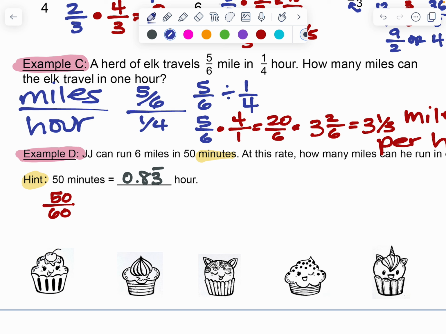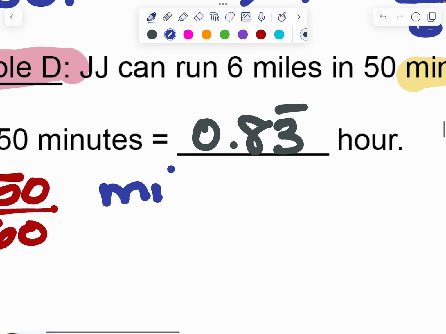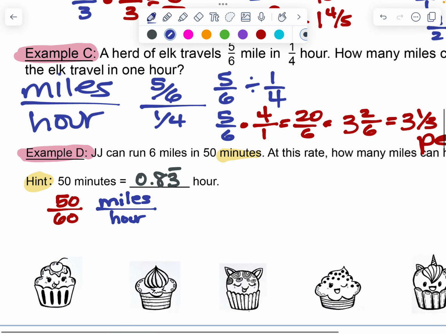All right, now we can set this up. Now we're going to set it up once again with miles. Miles per, and they wanted an hour, so I'm going to write hour. Okay, so let's set that up. That would be 6 miles in 50 minutes, and I know 50 minutes is 0.83. I'm going to stop at the 100th spot. You can put a lot of 3s in there if you want to.